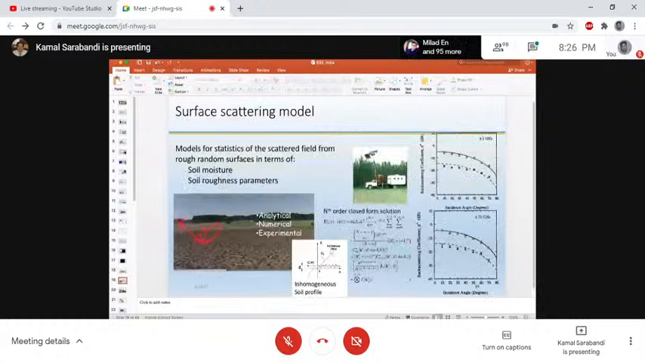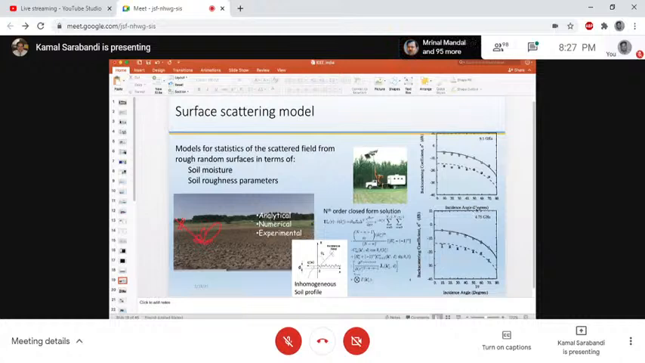Then you have to have soil. You have to have a scattering model for rough surfaces. We developed many, many models. We developed models based on measurements, which we call semi-empirical models. We connected that to analytical solutions.